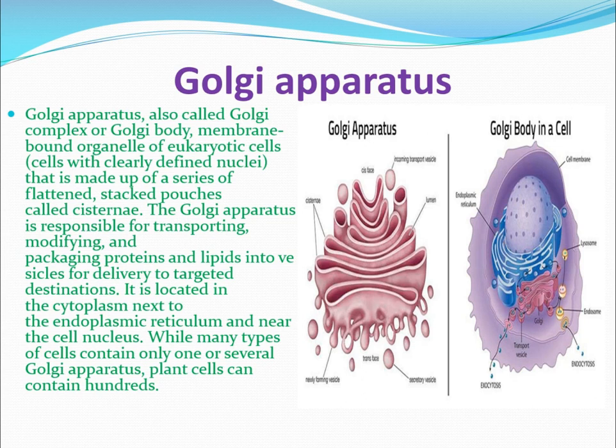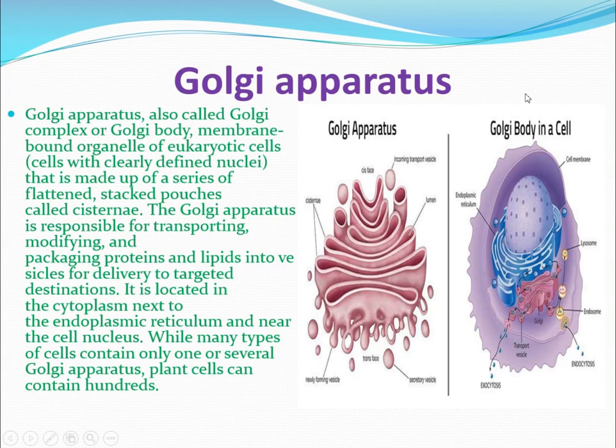It is located in the cytoplasm next to the endoplasmic reticulum and near the cell nucleus. Many types of cells contain only one or several Golgi apparatus, but plant cells can contain hundreds. So maybe a hundred Golgi apparatus may be present. I think it is very clear to you about the Golgi apparatus of the cell.